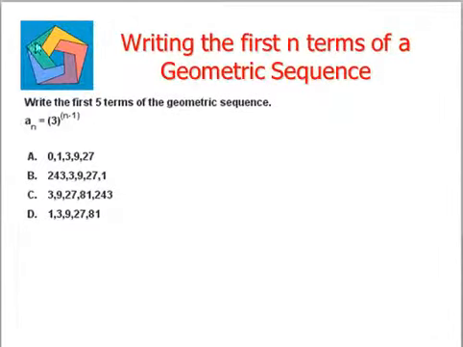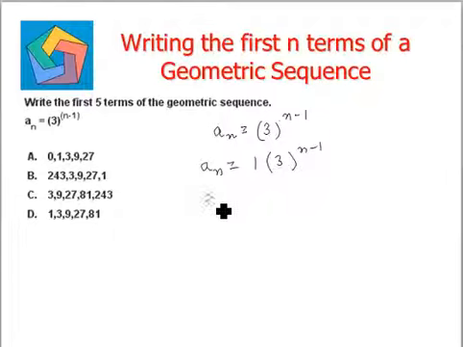Write the first 5 terms of the geometric sequence where an is given by 3 to the power of n minus 1. We'll slightly modify this as an equals 1 times 3 to the power of n minus 1. Comparing it to the standard formula a1 times r to the power of n minus 1, so a1 equals 1 and r equals 3.